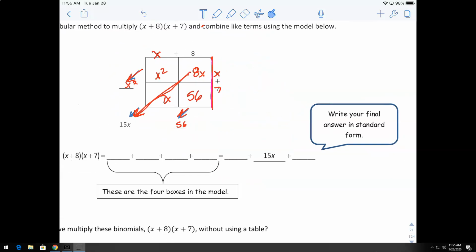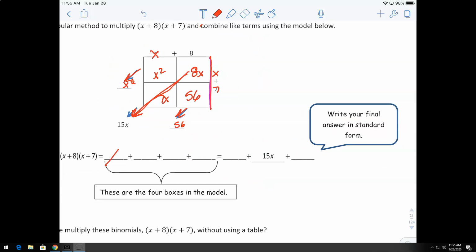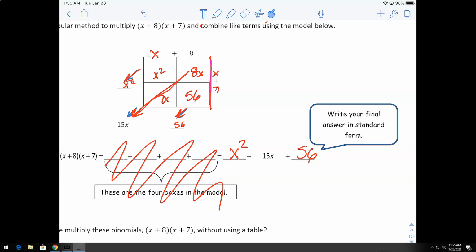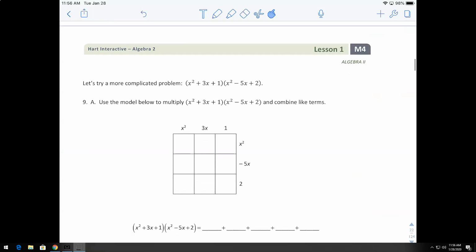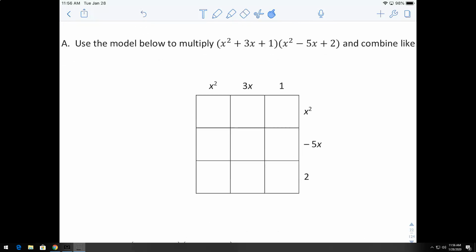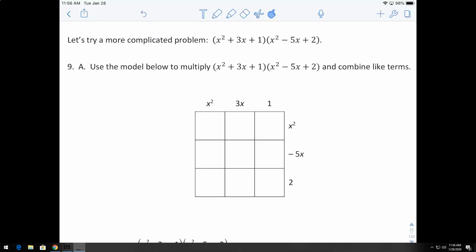If you really want to redraw the box, you can redraw the box. So I skip this step and I go straight to here. This is x squared plus 15x plus 56. So that's your standard form. It's written like highest exponent, middle exponent, lowest one. So they want to know how you could multiply without using a table. You could double distribute. You could do this weird thing where they break it into two different problems and have you distribute that way. But we like the box. We do the box unless you are coming from honors and you like to do the double distribute instead.